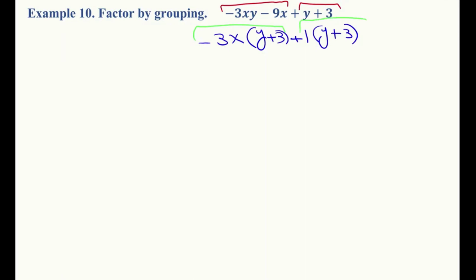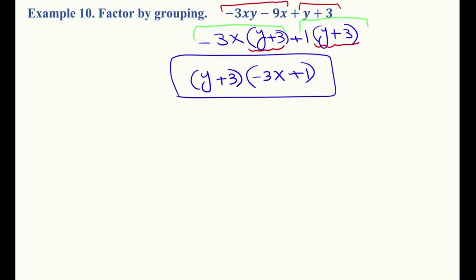These 2 terms. So from those 2 terms, we're going to factor out the GCF, which is that binomial factor, right? So when we factor out that binomial factor, that leaves us negative 3x plus 1. You leave it like that.